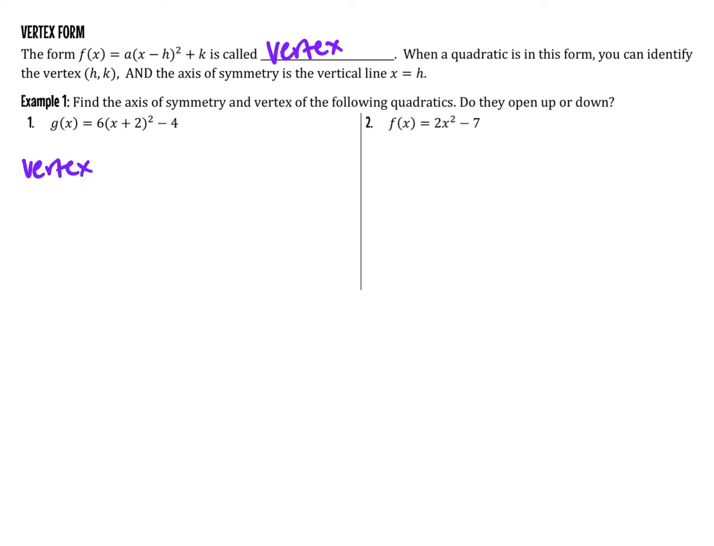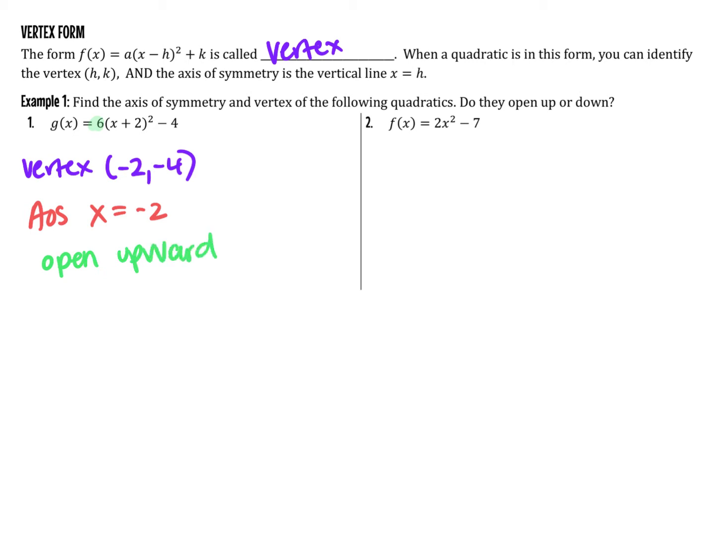The vertex is the horizontal translation, so 2 to the left, the opposite of what we see inside, comma, the vertical translation, -4. That means that the axis of symmetry is the line x equals -2 because it's the x value of the vertex. Now, if we want to talk about whether this quadratic opens upward or downward, we only care about this leading coefficient, which is positive, so this parabola is going to open upward.